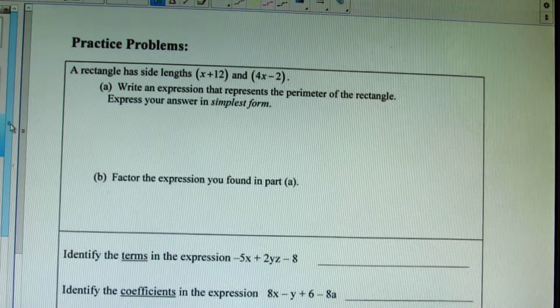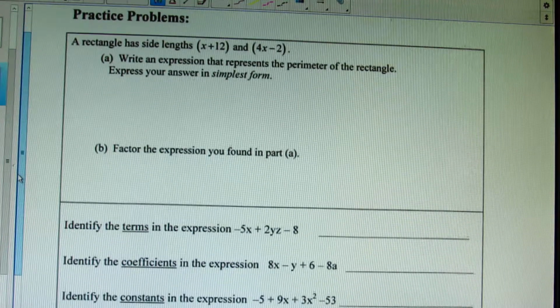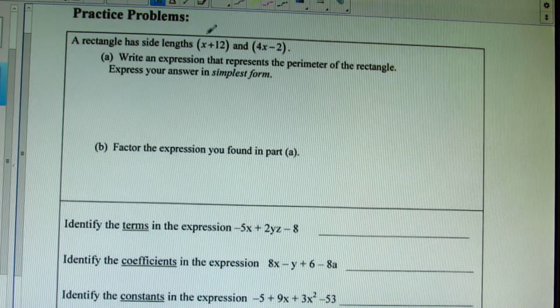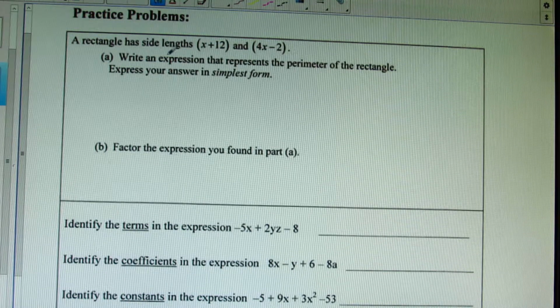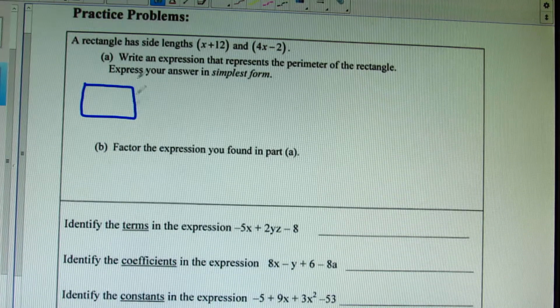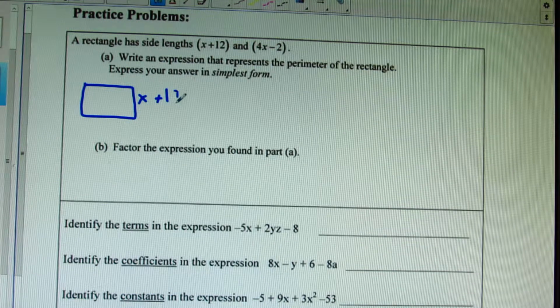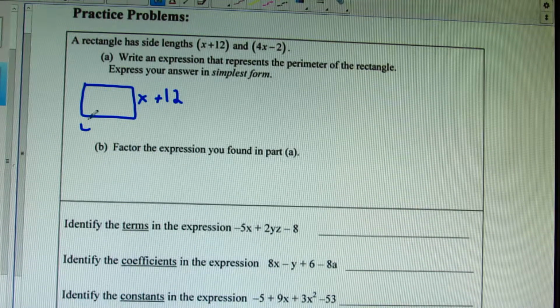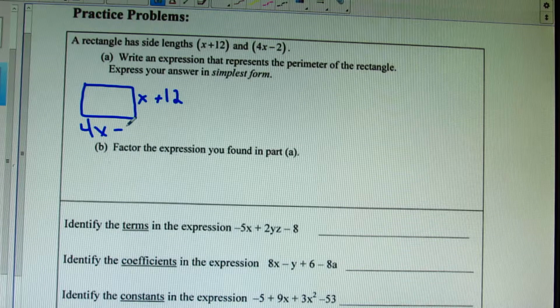Alright, keep it going. Some additional problems. A rectangle has side lengths x plus 12 and 4x minus 2. Write an expression that represents the perimeter of the rectangle. Express your answer in simplest form. Alright, if it's a rectangle, I should probably draw one. And label. X plus 12 on this side, and 4x minus 2 on this side.